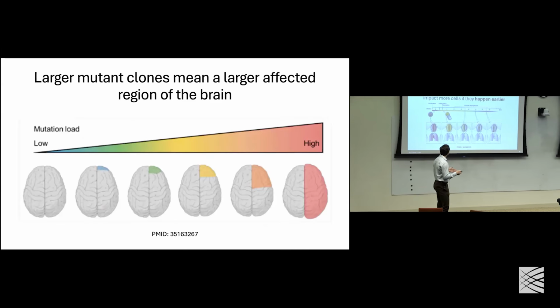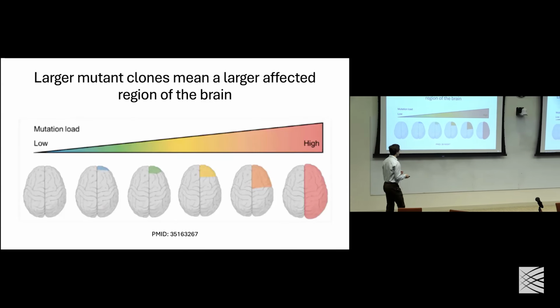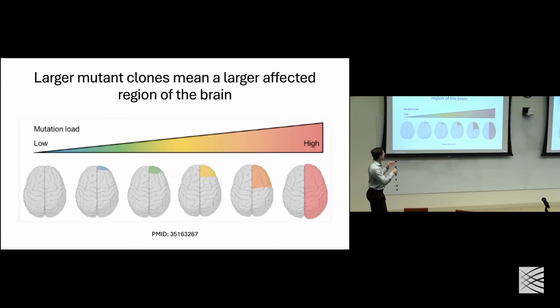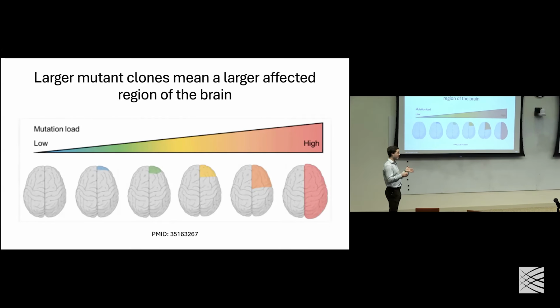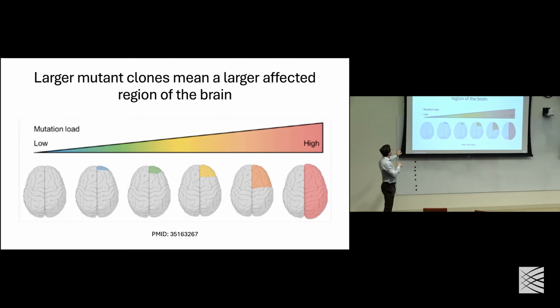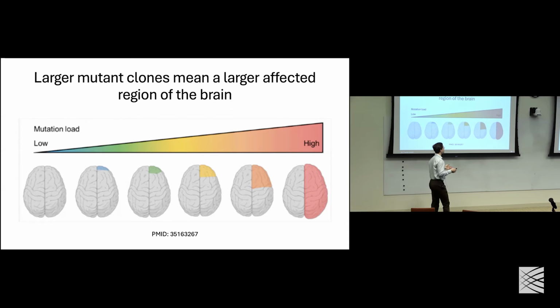It's now understood that hemimegalencephaly is a disease where if you have a larger mutational load, you have a larger part of the brain affected, I should say. So we have a later mutation. The mutational load is going to be low. The amount of the brain affected is going to be low. And then as you get earlier and earlier mutations in genes like AKT3, you have a larger portion of the brain affected.